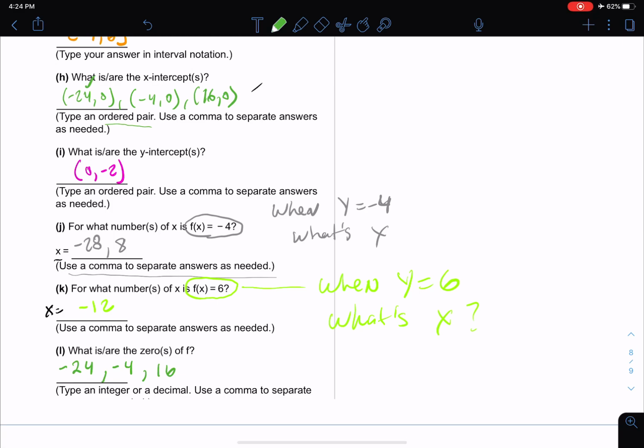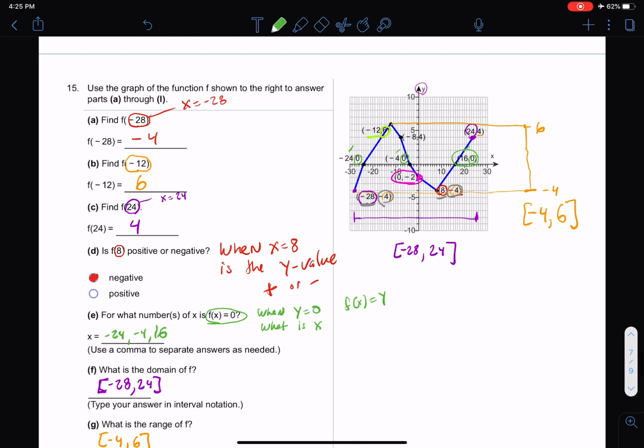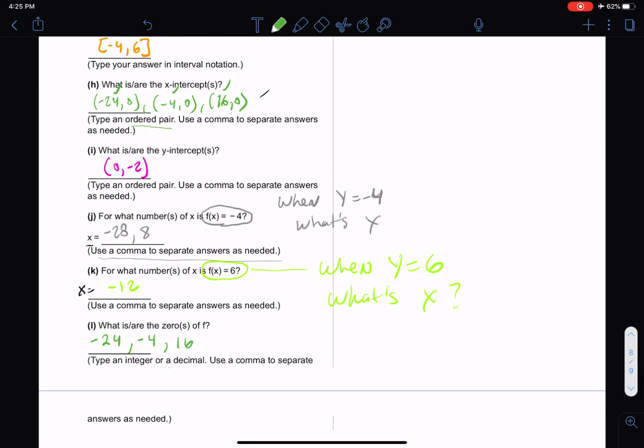Remember, same as these, the zeros are the place on the graph where the y value is 0. So negative 24, y value 0. Negative 4, y value 0. 16, y value 0. There they are. They're the same as the x-intercepts other than ordered pair versus individual x values.